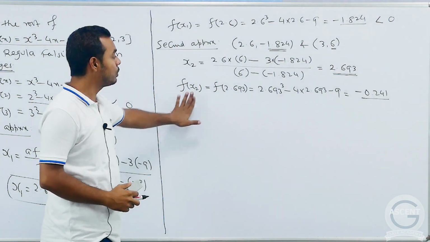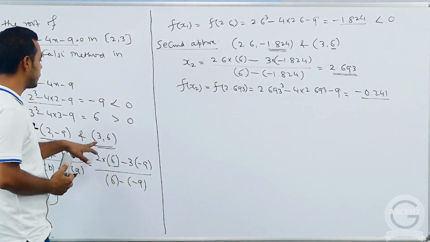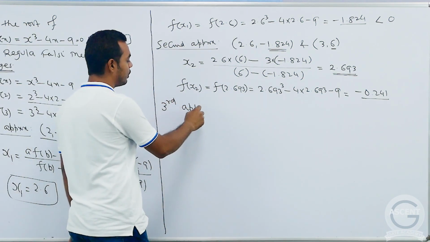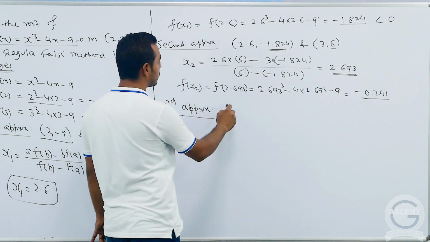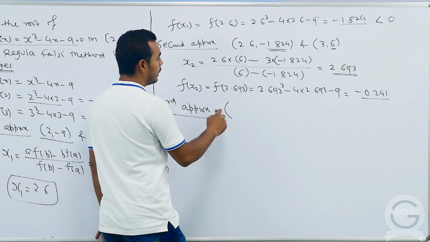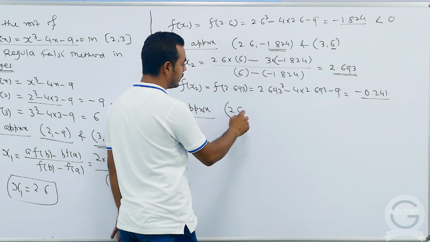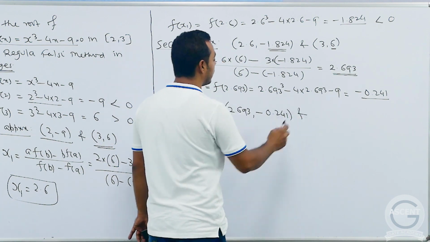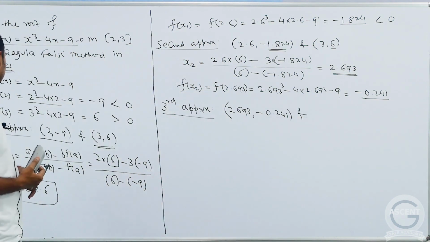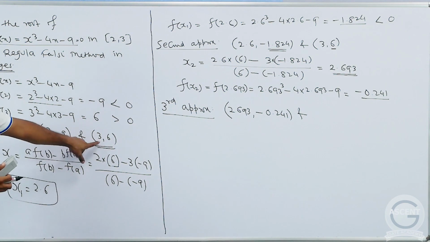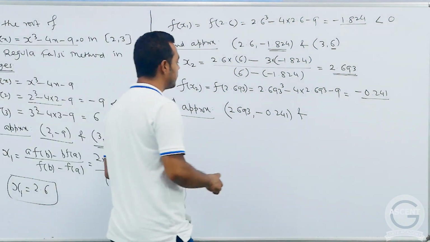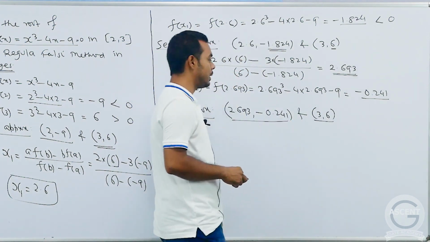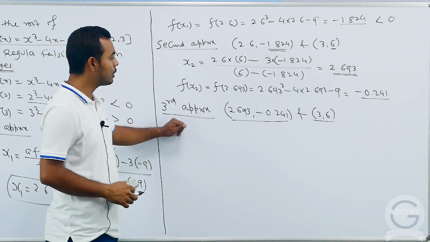Now again f of x2 is negative, f of 3 was positive. So for the third approximation, the points that we need to use are: one point where x is 2.693 and the value of y is minus 0.241, and another point, now see at 3 we are getting positive value, at 3 the value of y is plus 6, so this means the other point will be 3, 6. These are the 2 points that we need to use to find the third approximation.